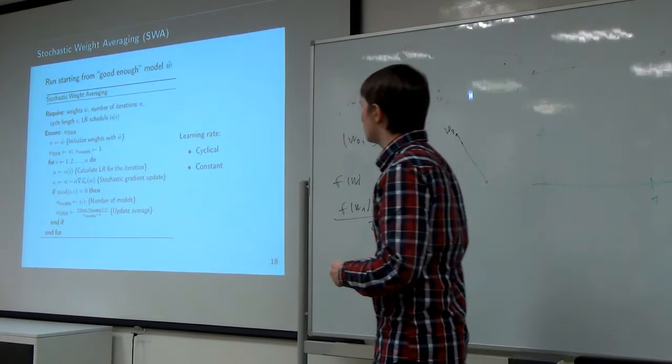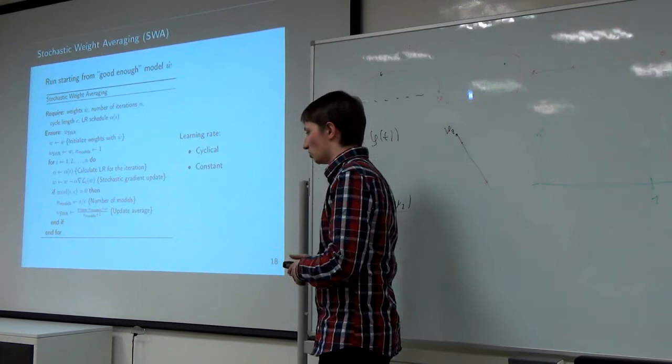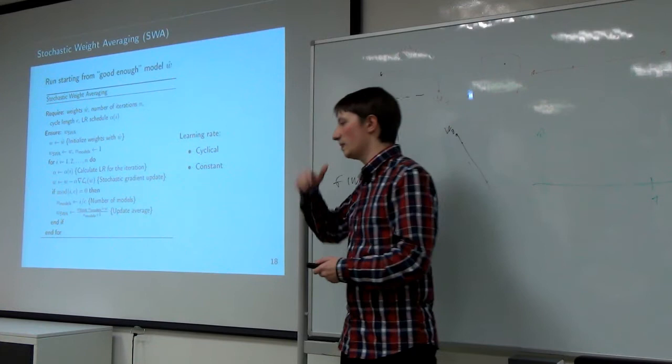One modification we made here is that we change the learning rate schedule. It turns out that when we do weight averaging, we don't care about the performance of the individual networks we average, so we can use just a constant learning rate schedule with some not very high and not very low value of the learning rate.